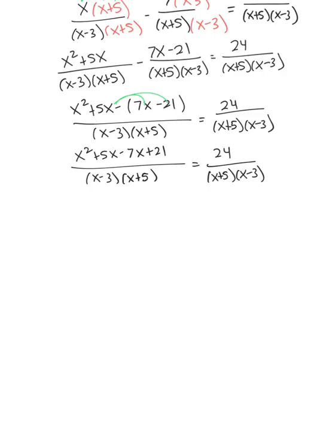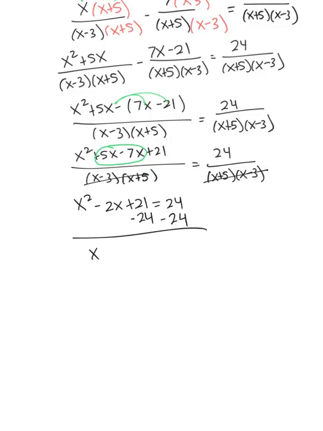When I combine my like terms, so the plus 5 minus 7x, you've got x squared minus 2x plus 21 equals 24. And your denominators on this one were the same, so you can go ahead and get rid of those denominators. Okay, so same thing we did for the other problem. I'm going to move this last term over, and I'm going to try to factor to find my solutions.